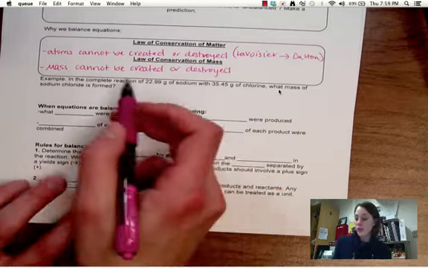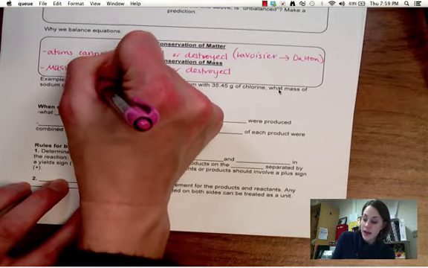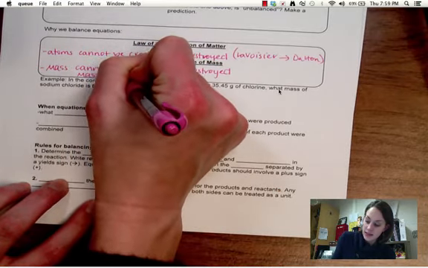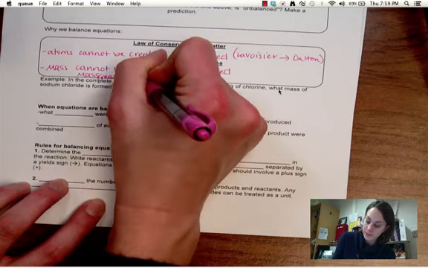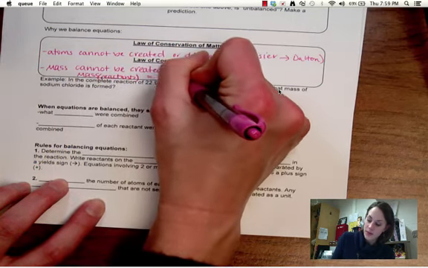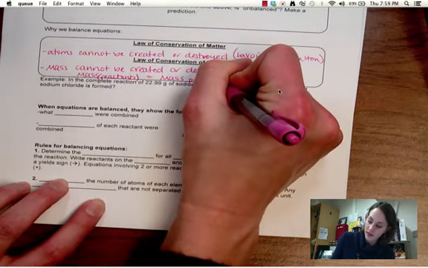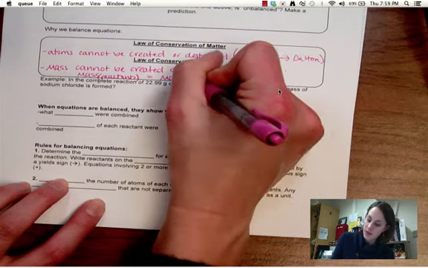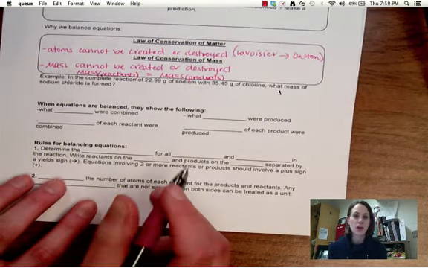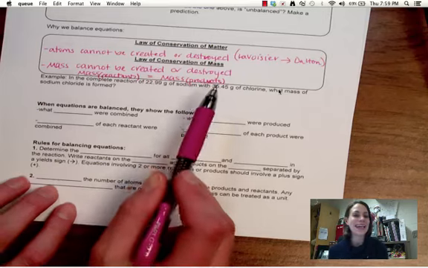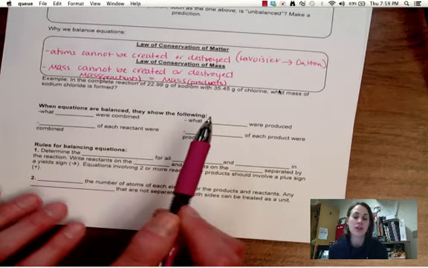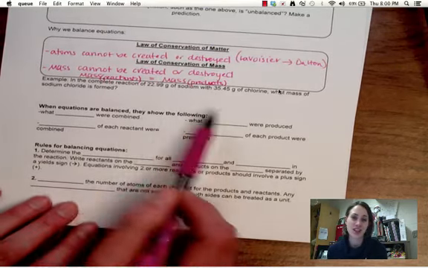And maybe just another way I can write that is that the mass of my reactants has to equal the mass of my products. So I shouldn't lose or gain any mass from a chemical reaction. They really should be the same from start to finish.